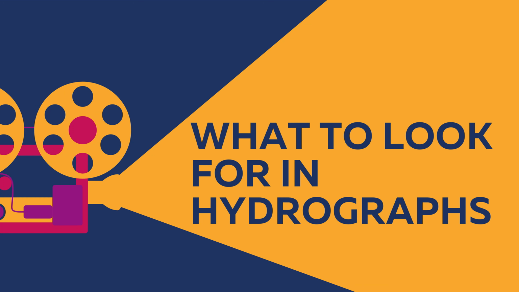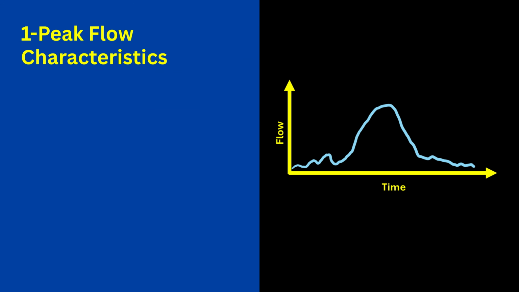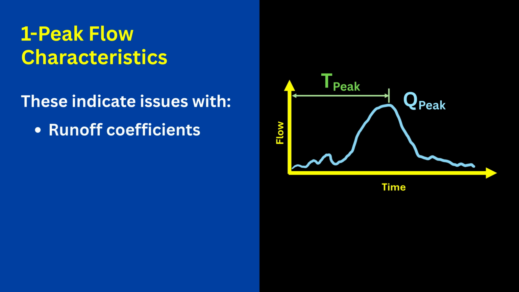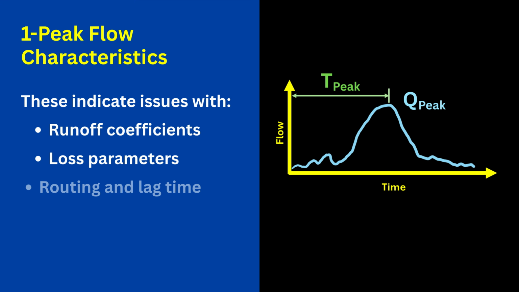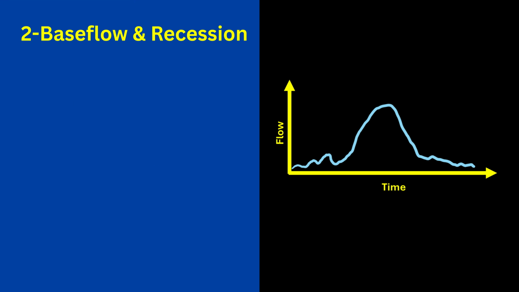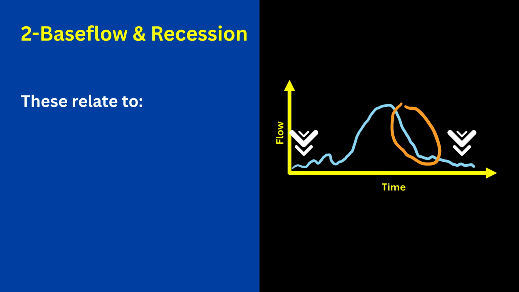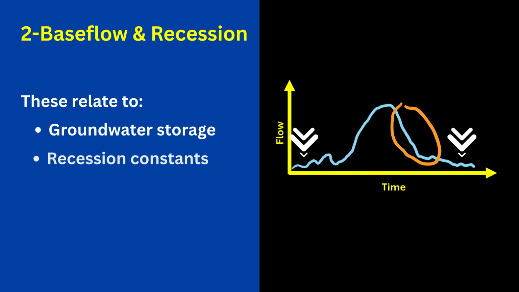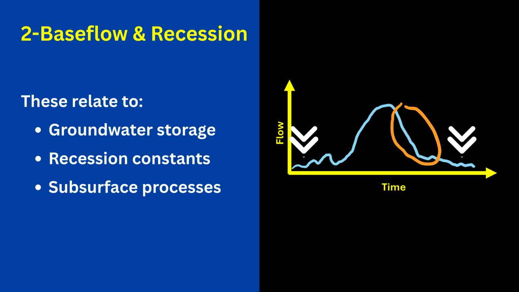When visually assessing model performance, focus on key hydrological features. First, peak flow characteristics, parameters such as magnitude, timing, and shape. These indicate issues with runoff coefficient, loss parameters, routing, and lag time. Second, baseflow and recession. Check whether baseflow is too high or too low, and whether the recession matches the observed decay behavior. These relate to groundwater storage, recession constants, and subsurface processes.